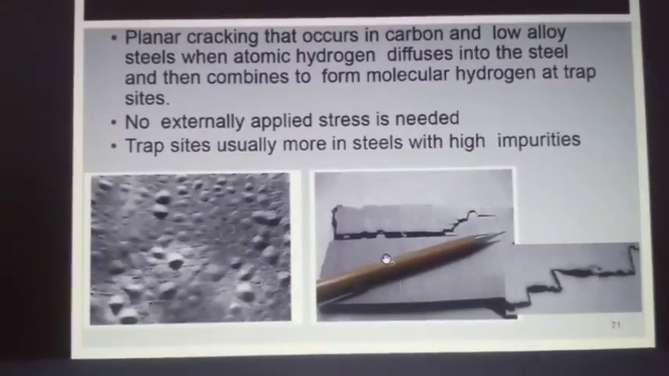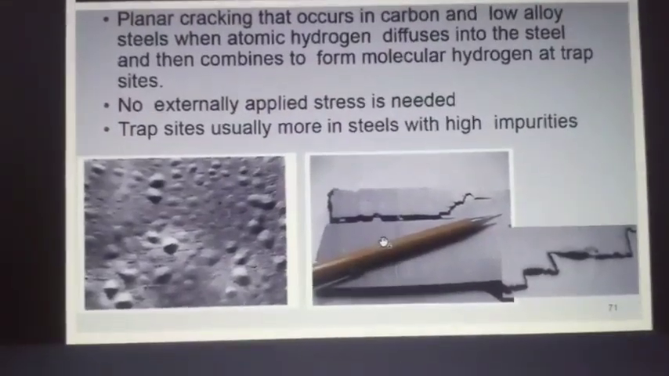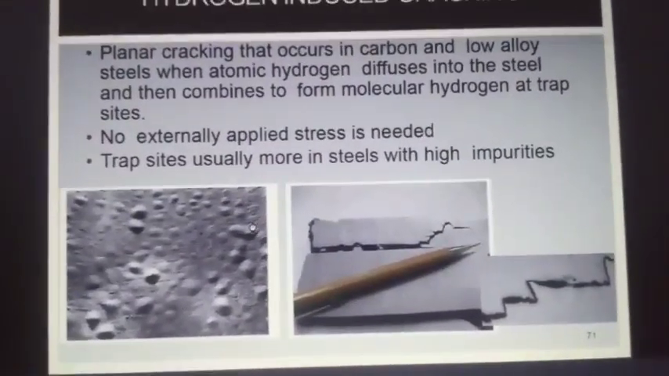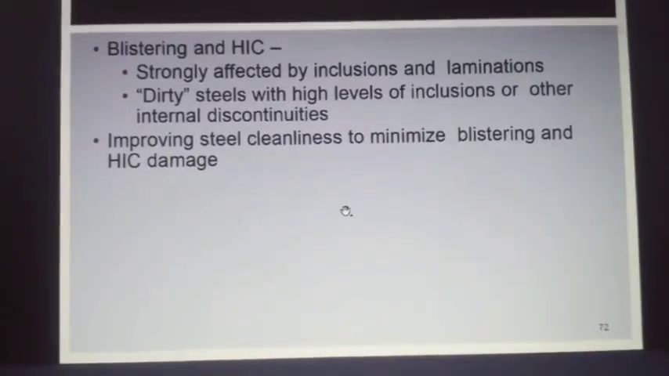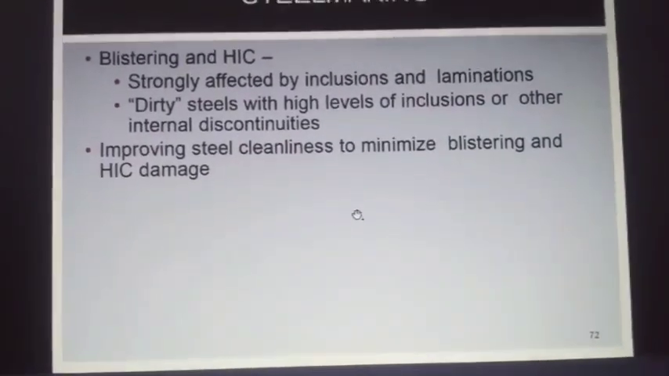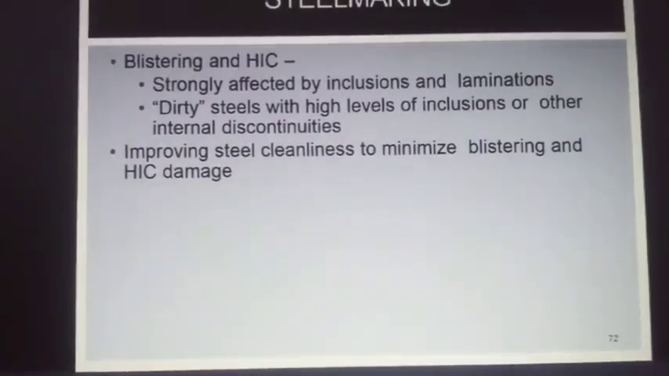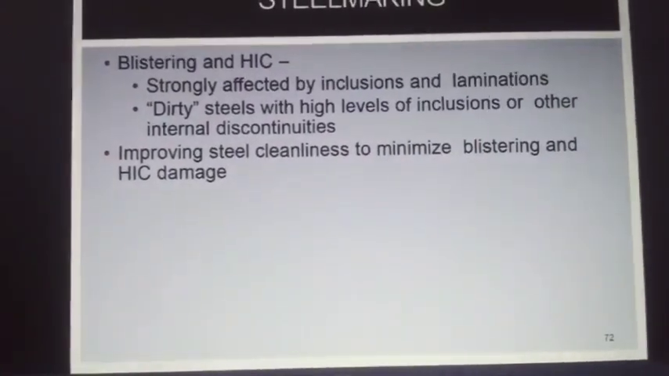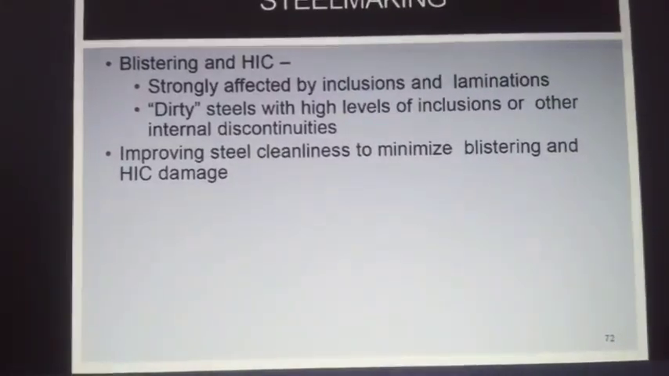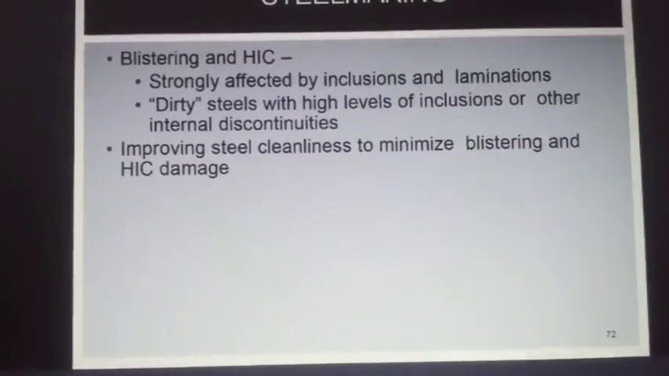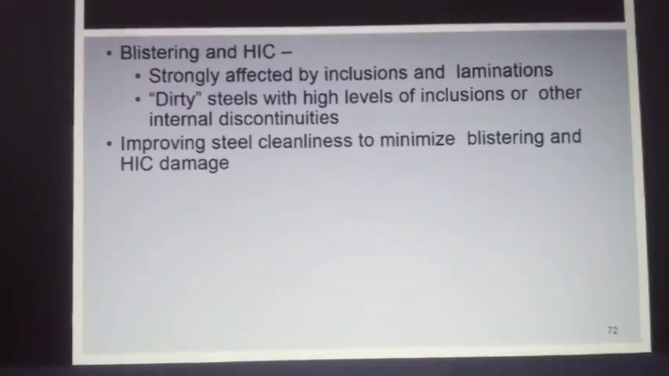The second theory is that too much hydrogen itself, without needing to form molecular hydrogen, inside the inclusion will itself allow cracking. So there are many theories, but we'll just understand one or two theories and then move on. Each theory is somebody's PhD. Okay, blistering and HIC.